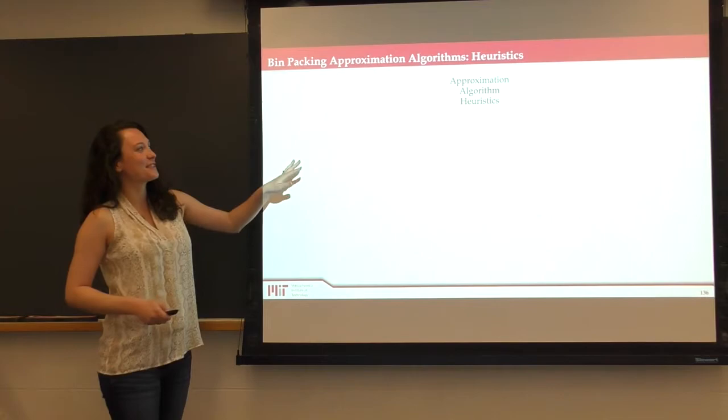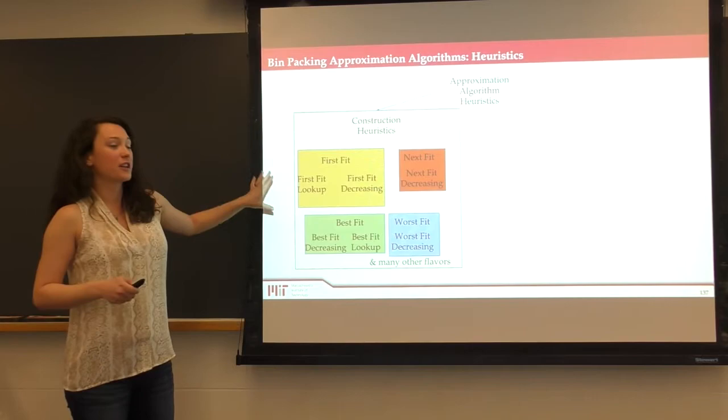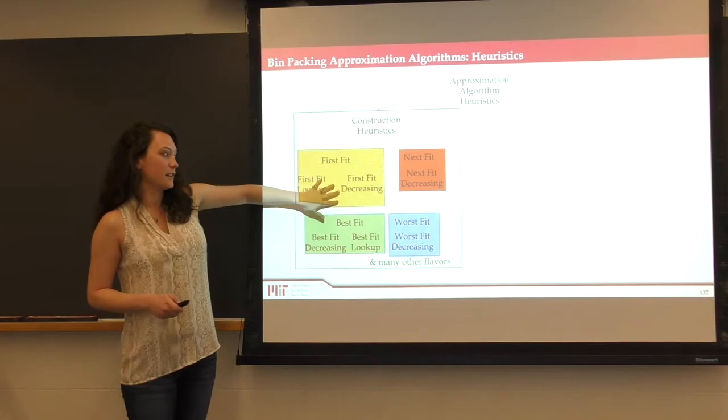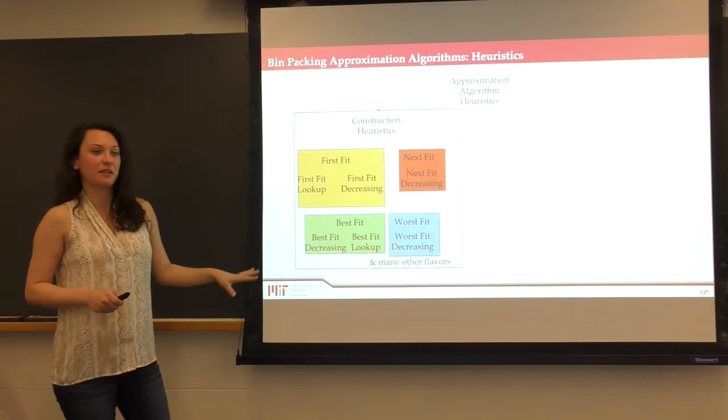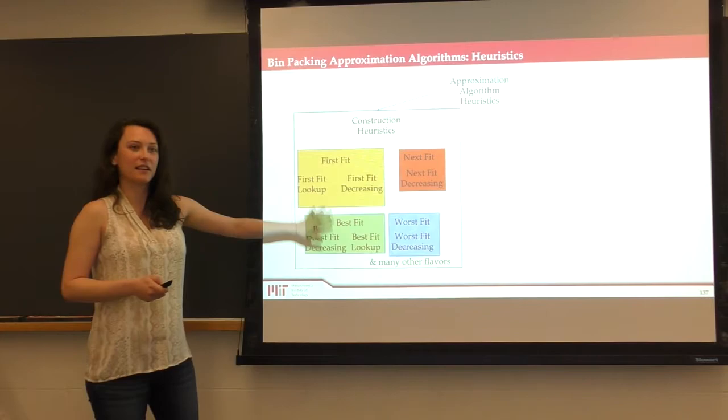So just in general, in the category of approximation algorithm heuristics, we have the construction-based heuristics. And these typically consist of first fit and its flavors, next fit, best fit, and worst fit. And I'll talk about what all these specifically mean in a moment. But also keep in mind, this is an overview. There are many other flavors that go in here, but these are the most common ones.